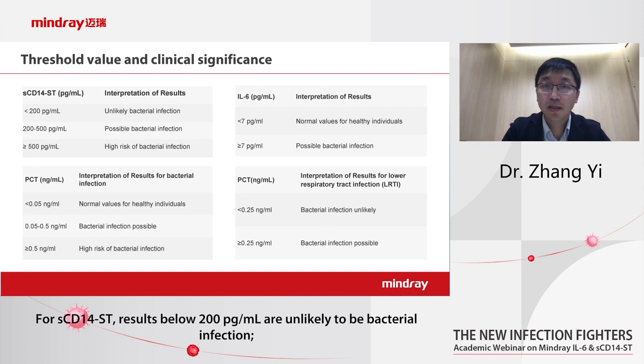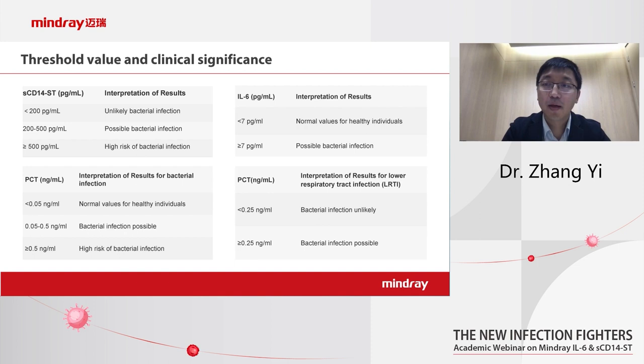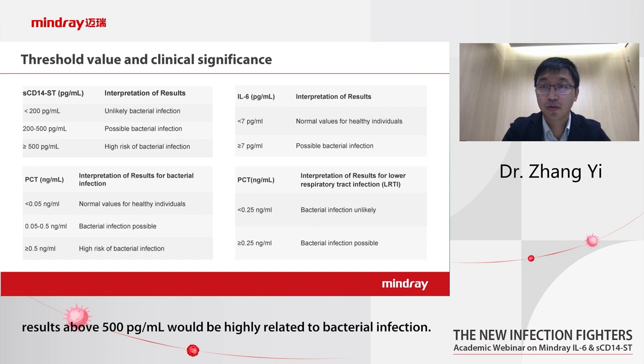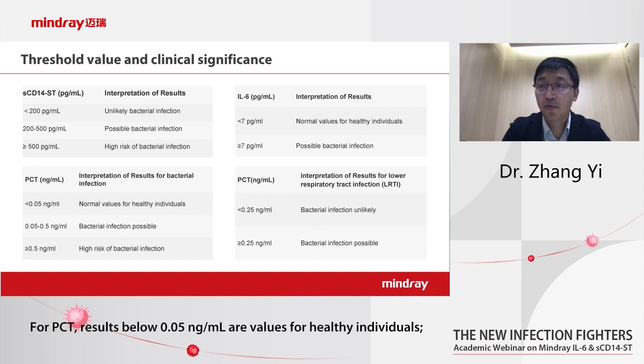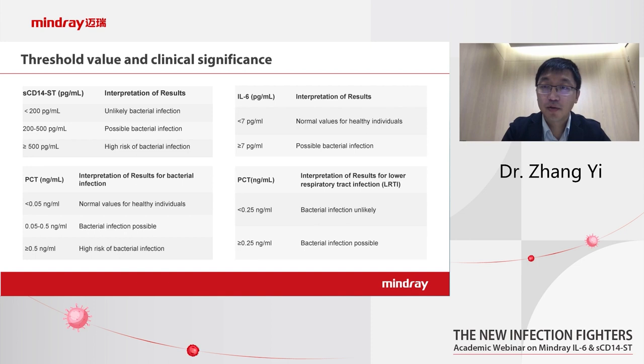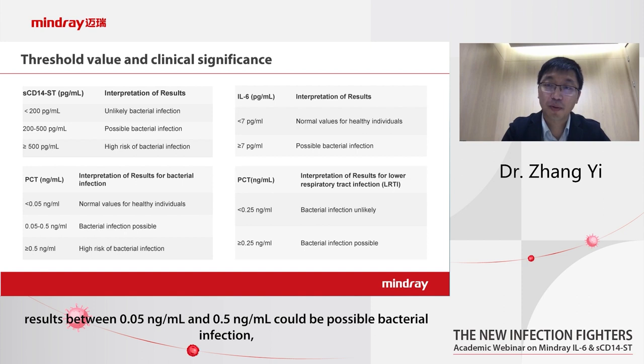For sCD14-ST, results below 200 pg per mL are unlikely to be bacterial infection. Results between 200 and 500 pg per mL would be potential bacterial infection. Results above 500 pg per mL would be highly related to bacterial infection. For IL-6, the 95% CI for healthy individuals is 7 pg per mL. For PCT, results below 0.05 ng per mL are values for healthy individuals. Results between 0.05 ng per mL and 0.5 ng per mL could be possible bacterial infection, and results above 0.5 ng per mL could be high potential of bacterial infection.